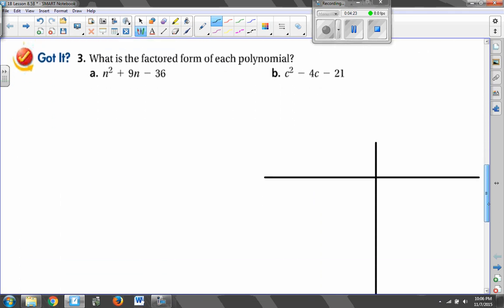I would like you to try each one of these two problems. Number 3, on the very bottom of page 513, writing the factored form of those two polynomials. Please notice both of these numbers here are negatives. Negative 36 and negative 21. So be careful about your negatives. So list out your factors and find the ones that sum up to, in this case, positive 9, and in this case, negative 4. Pause the video, take a look at those two. When you're done, come back and we will factor those so you can check your work.